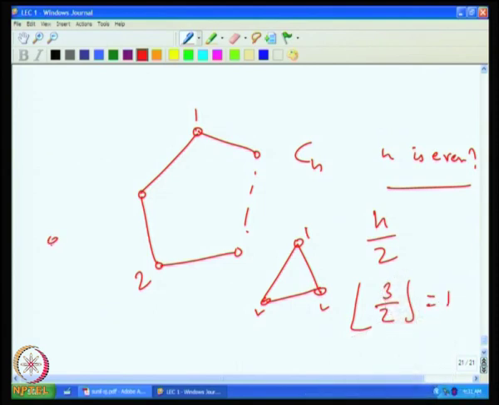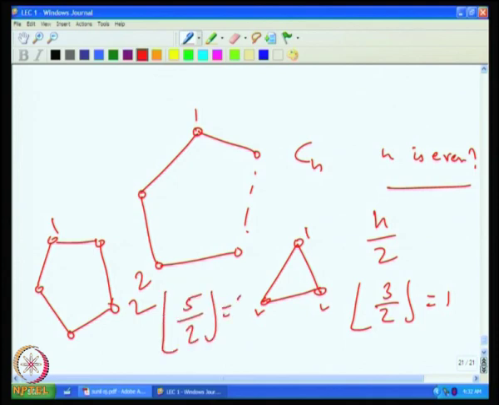We can take a bit bigger one, a 5 vertex graph. We can take 1 here, 2 here, and that is it, because if you take 3 here, this is adjacent to 2, and if you take this one, it is adjacent to 1. So, this is floor of 5 by 2, which is 2. So, for an odd cycle, it is floor of n by 2.